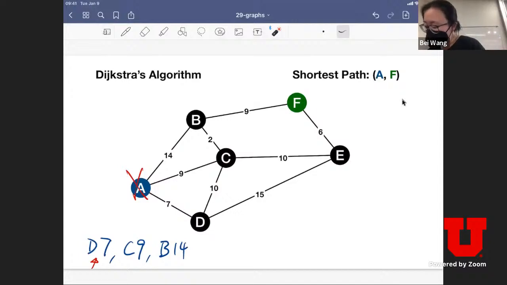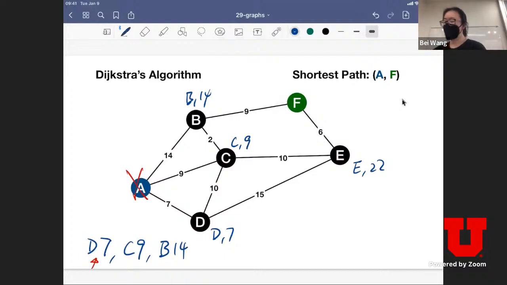The next one is I can go from D to E, and it's adding 15 to 7 right here. So that's 22. So I'm going to write it also on the graph. This is C9, B14, D7, and I have E22. What I say by 22 is that to go from A to E, it has to go through the current path, which is 22. And because it's also the longest path, I'm going to add it right here. So now I am done with D.